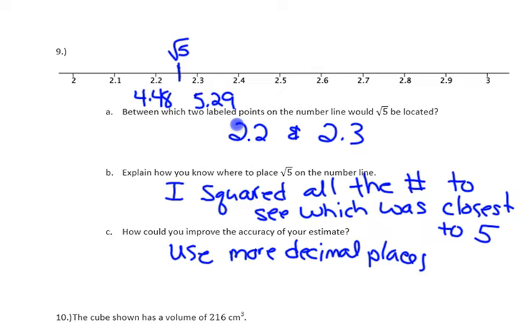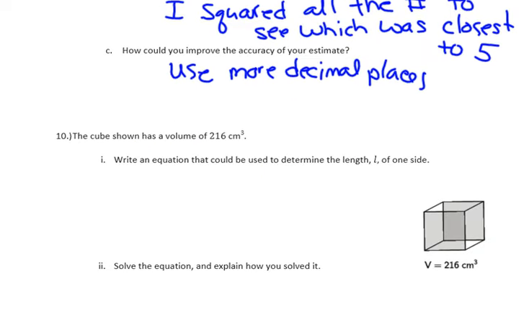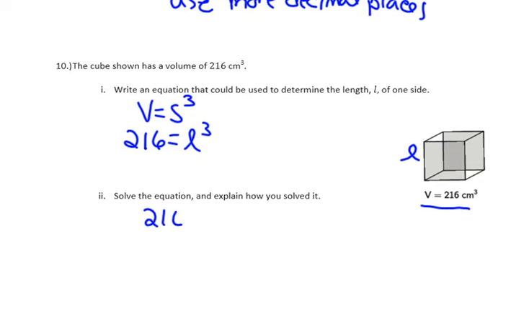Okay, moving on. Write an equation that could be used to determine the length L. We've done this in our notes. So if I want the volume, right, volume is side cubed. Well, I know the volume, 216, and the side they want me to use L, so 216 equals L cubed. Solve the equation. Well, in order to cancel a cube, I have to take the cube root. So the cube root of 216 is 6, and I'm going to label it centimeters. Cube root and cube cancel each other out.